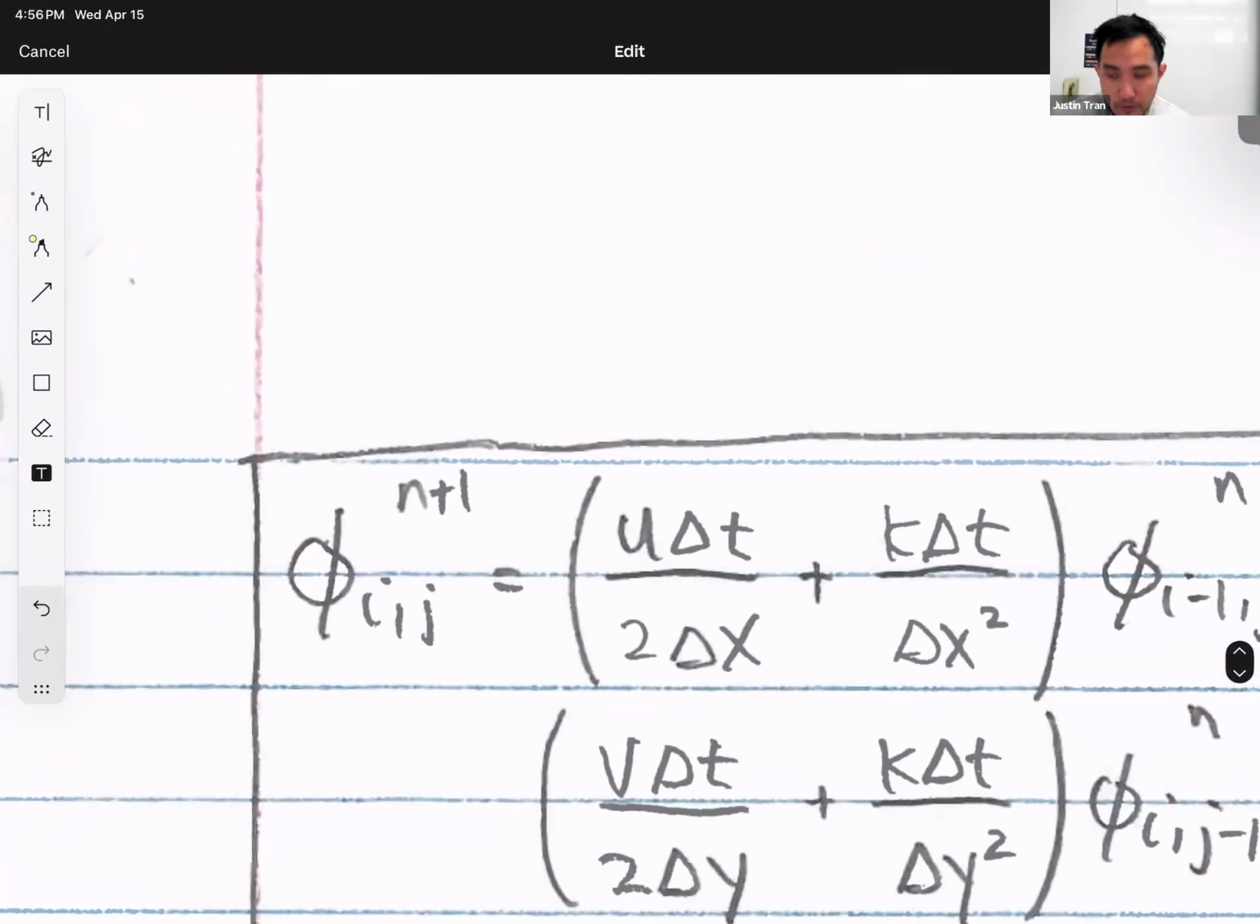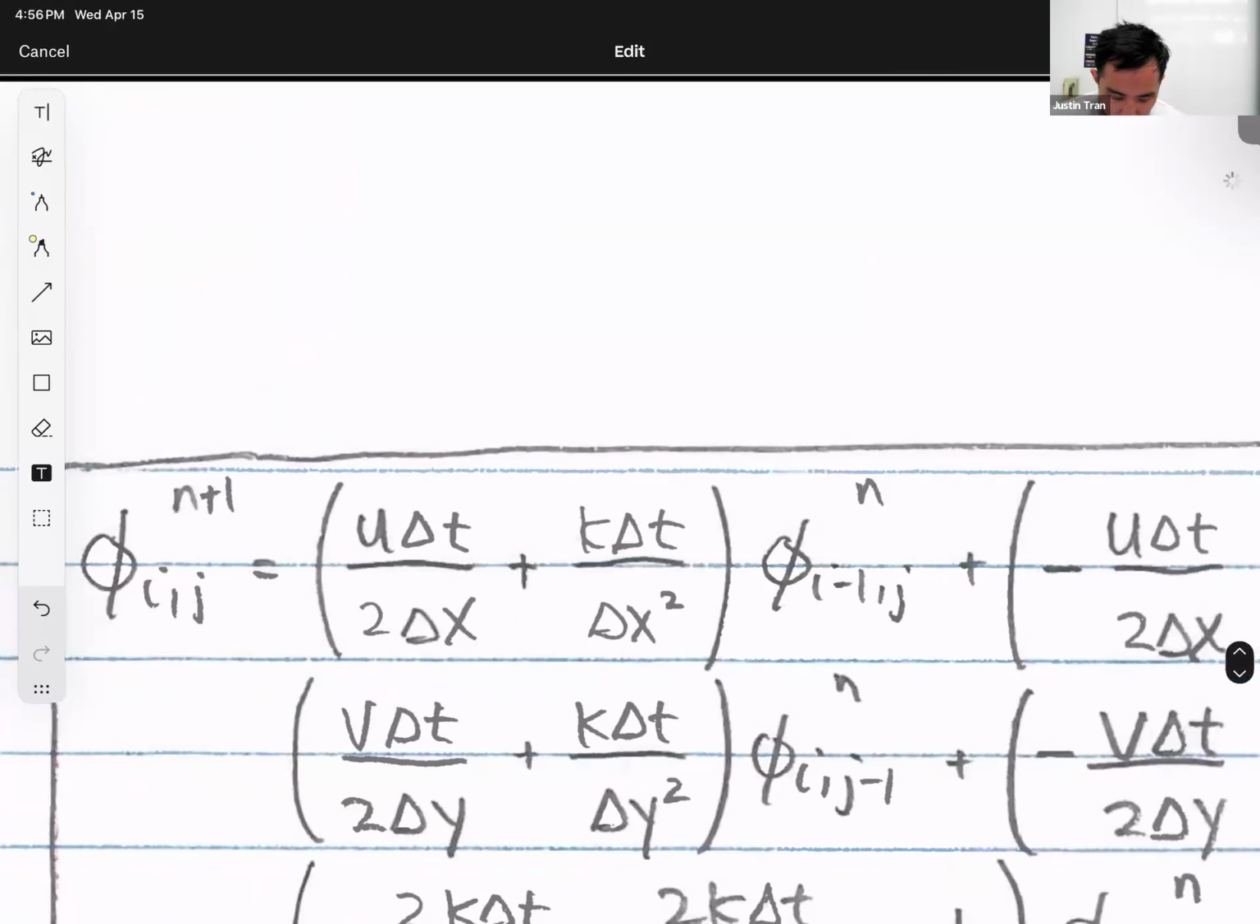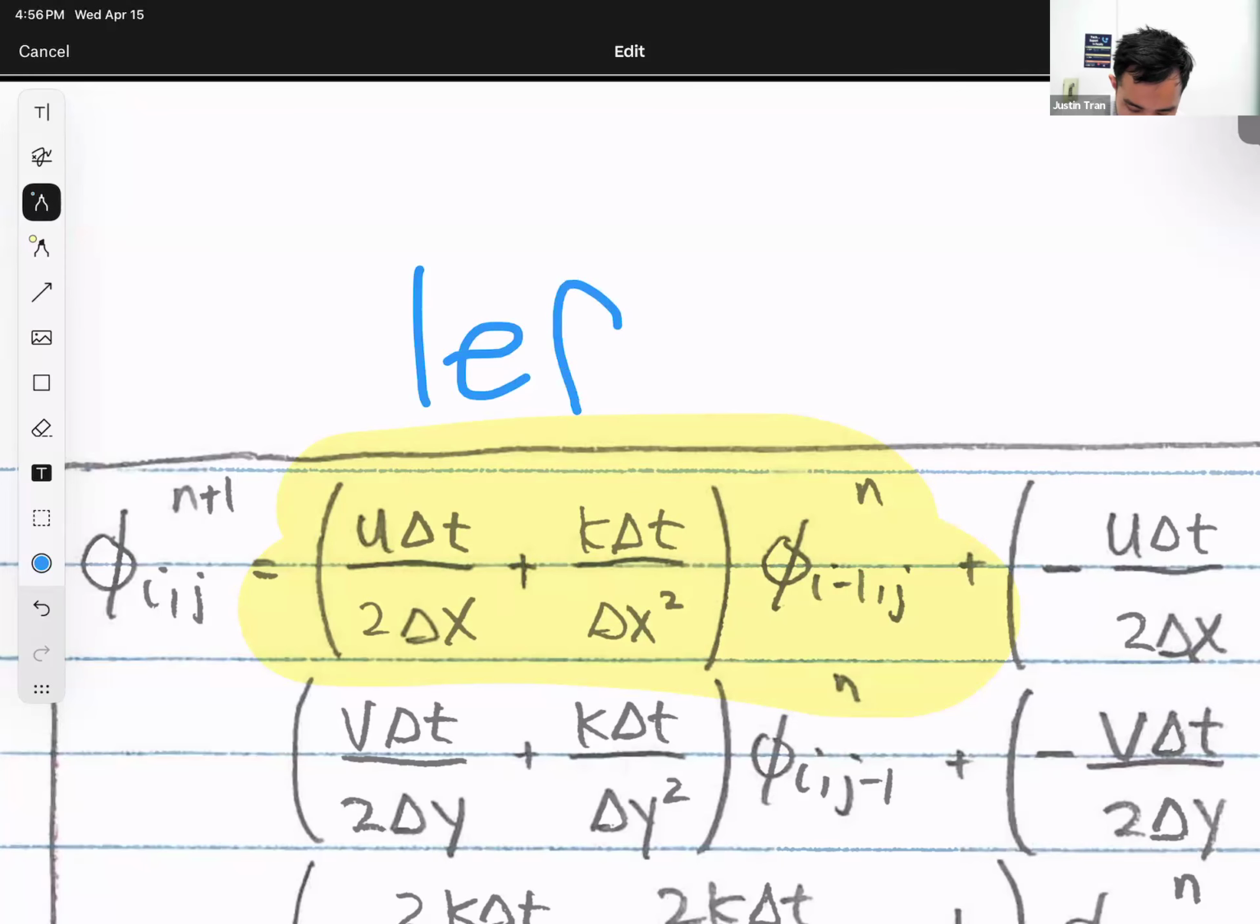And so you can see we have phi i,j at n+1 isolated on the left-hand side. On the right-hand side, first we have the coefficient in front of the left neighbor. So this right here is our left neighbor, or west neighbor. The coefficient for the west neighbor is u delta t divided by 2 delta x plus k delta t divided by delta x squared, multiplied by phi i-1,j at time step n. So that is our neighbor on the left-hand side, or the west side.